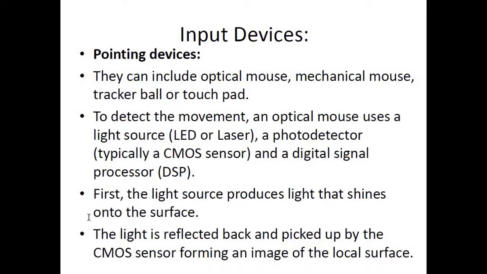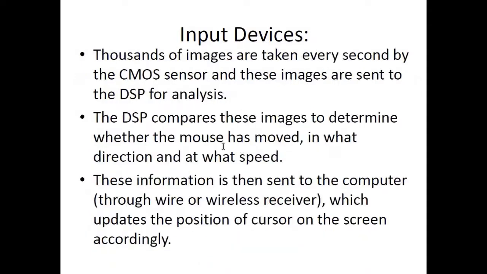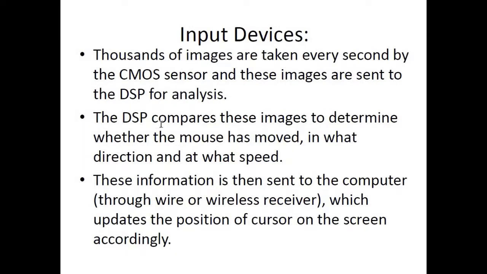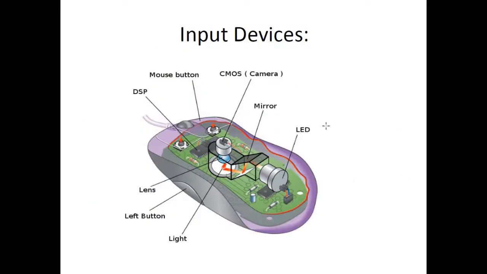First, the light source produces light that shines out onto the surface. The light is reflected back and picked up by the sensor, forming an image of the local surface. Thousands of images are taken every second by the sensor, and these images are sent to the digital signal processor or DSP for analysis. The DSP compares these images to determine whether the mouse has moved, in what direction and at what speed. This information is then sent to the computer through a wire or wireless receiver, which updates the position of the cursor on the screen accordingly.